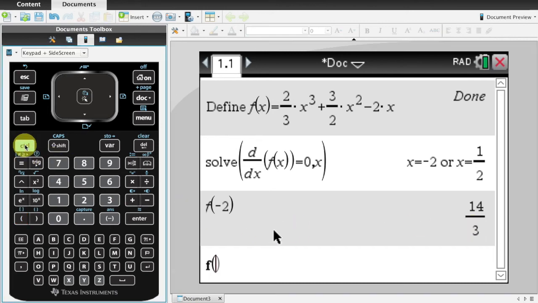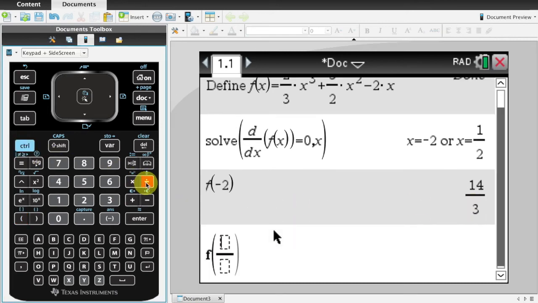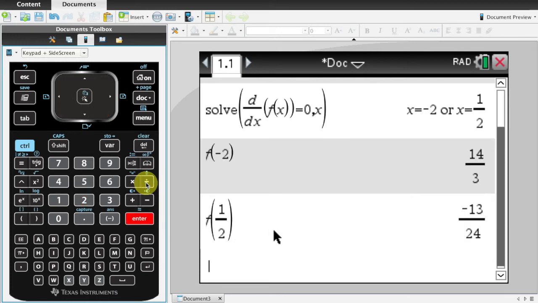So you can go 1/2 if you like, or just 1 on 2. And that produces negative 13 on 24. So my two positions are negative 2, 14 on 3. And the second position is 1/2, negative 13 on 24, which is exactly the same as what we did by hand.